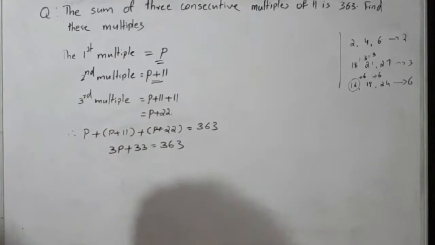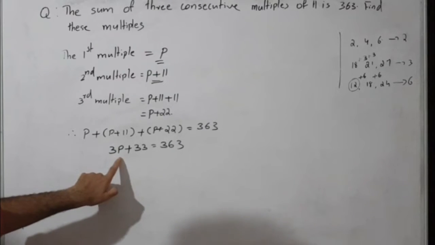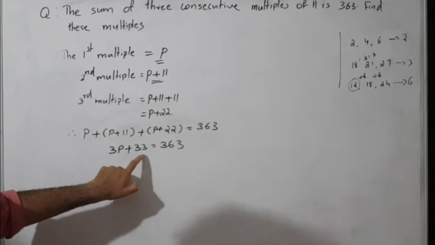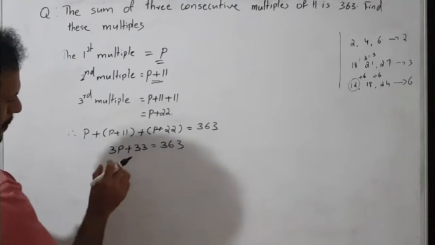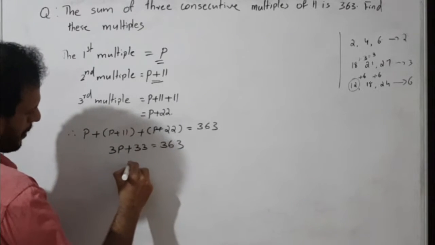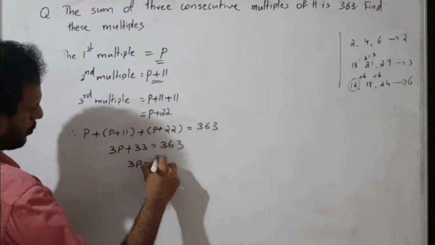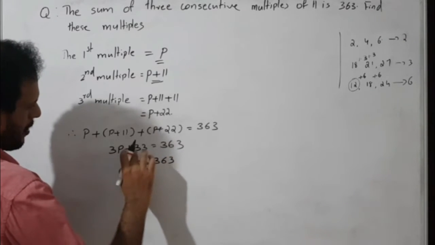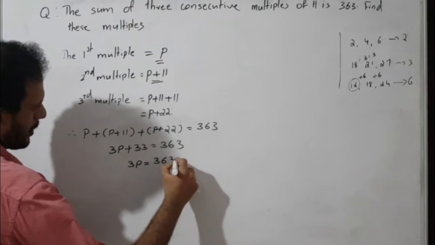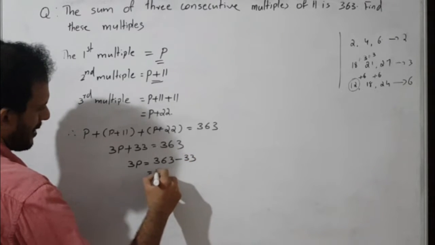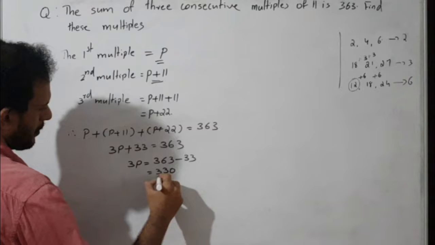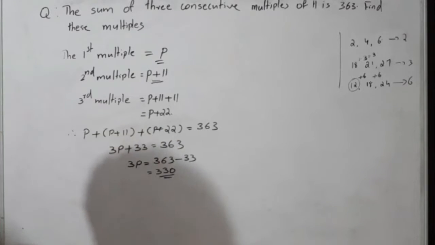Next, we need to find the value of P. So we transpose first the term not contained in the variable. That one is 33. Then 3P is equal to 363 plus 33, then the transposing term is minus 33, then it is equal to 330. Correct? So 3P is equal to 330.